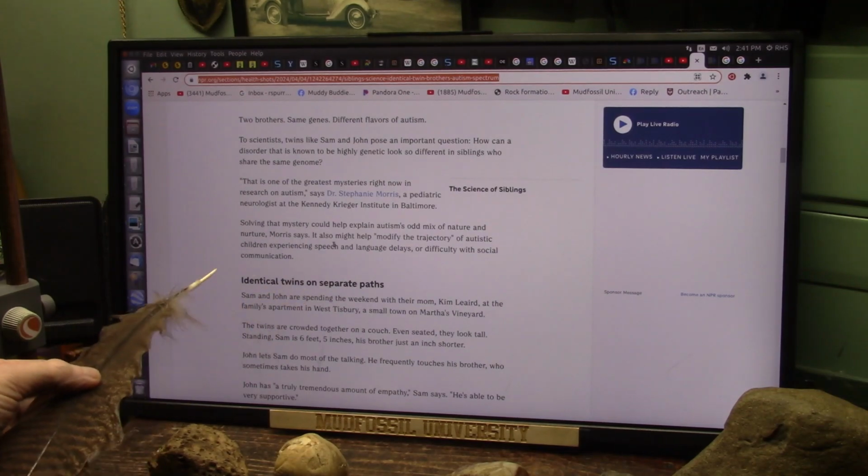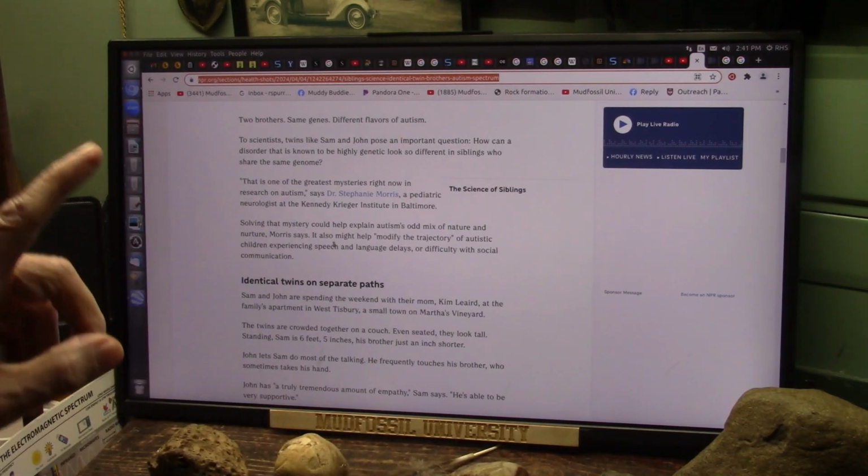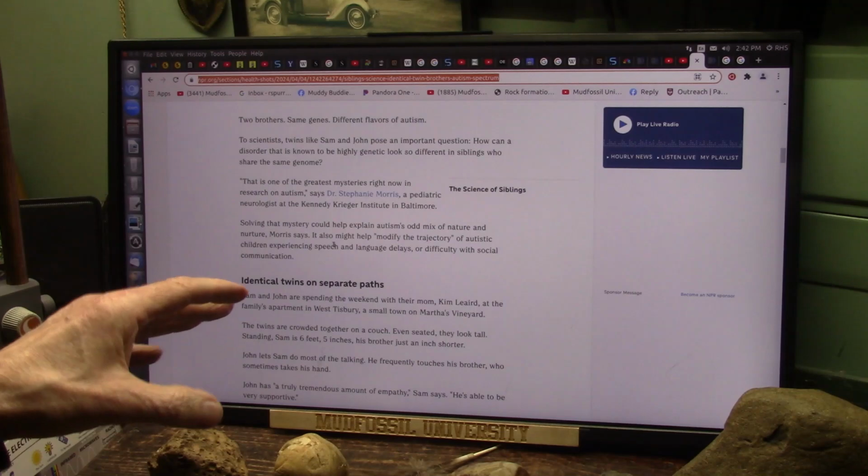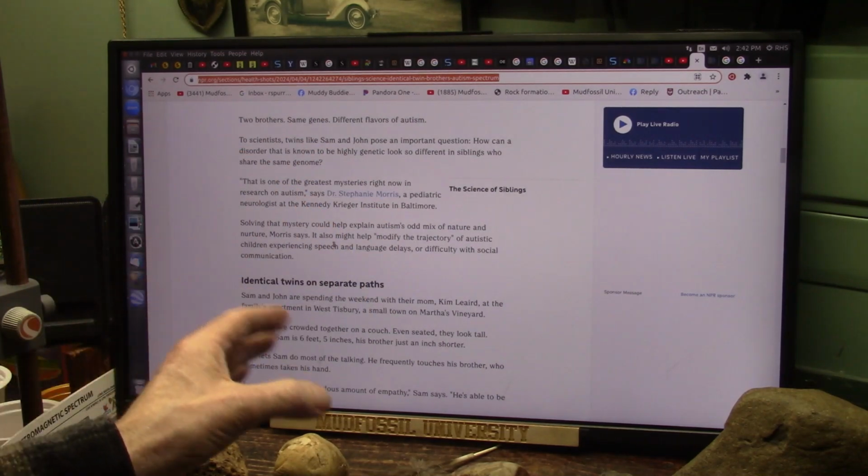And this is the identical twins. Now let's continue on with them, because one of them had surgery and a ton of antibiotics very early in life, and that's the one that's got the issues.